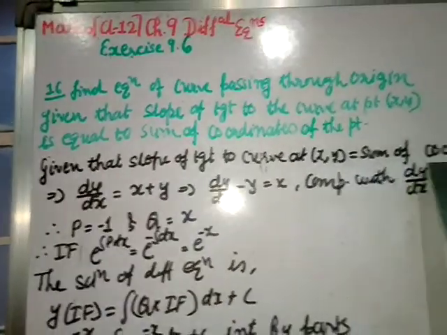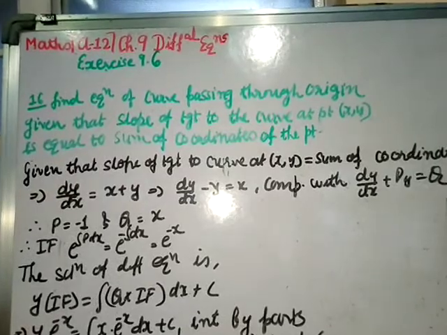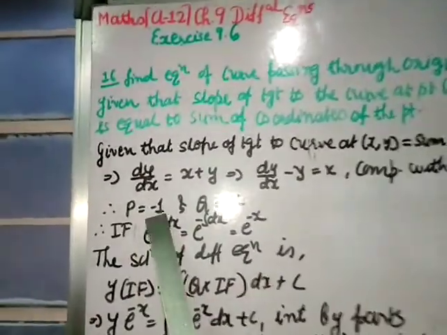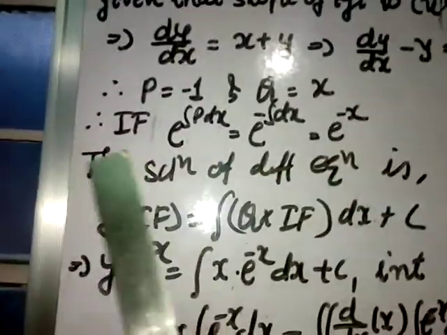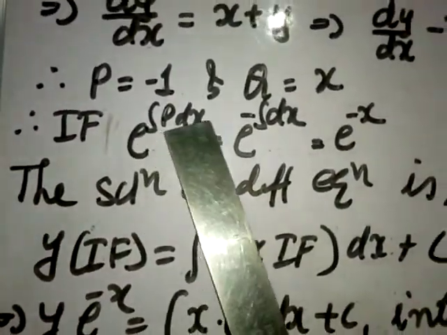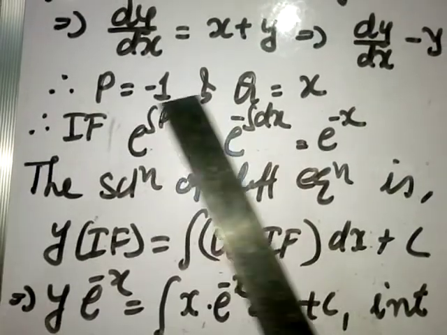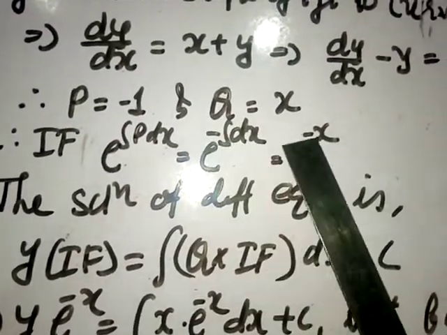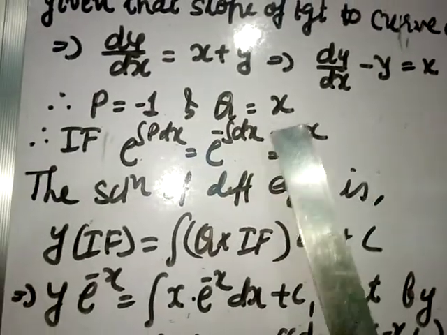Now comparing with dy by dx plus py is equal to q. So p value is minus 1 and q value is x. So p is equal to minus 1 and q is equal to x. Now integrating factor is e power integral p dx is equal to e power integral minus 1 dx, so minus integral dx. Integral dx is x, so e power minus x. So this is my integrating factor.